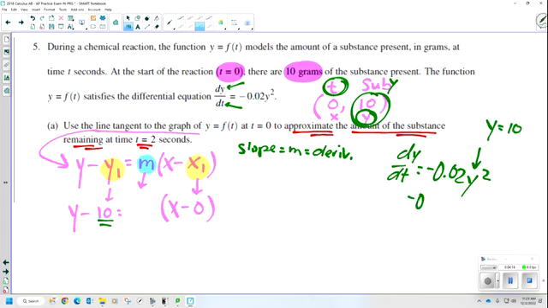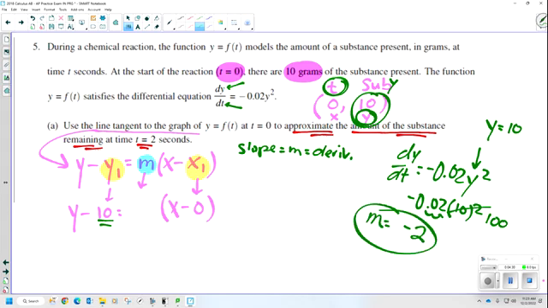So negative 0.02 times 10 squared. 10 squared is 100. 100 times negative 0.02 is, well, I just slide the decimal over twice: negative 2. That's my slope. So that is going to go in for slope, negative 2. All right, well, let's clean this up a little bit.